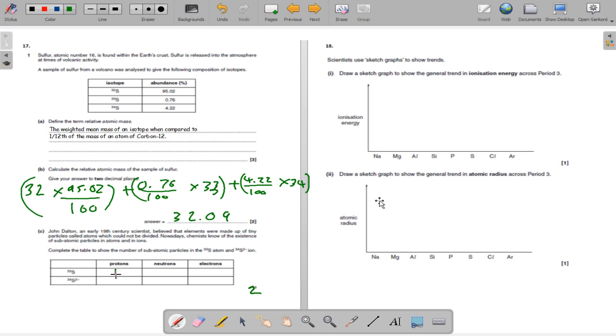And for the table, 16 protons, 16 electrons, 17 and 18. And for the sketch graphs, you just need to draw a line. It is not completely obvious in the question, but just needed to do this and you would have got 2 marks.